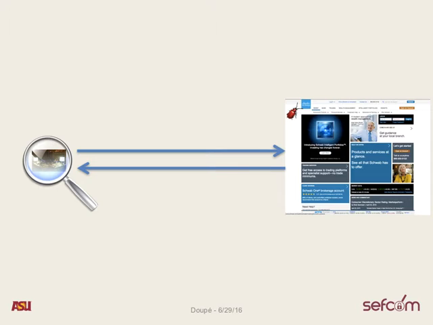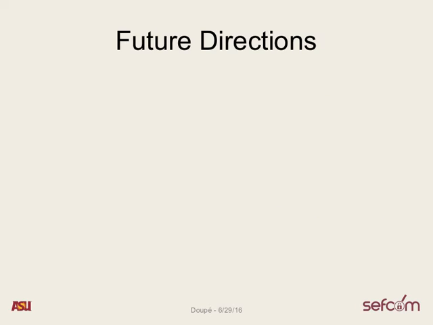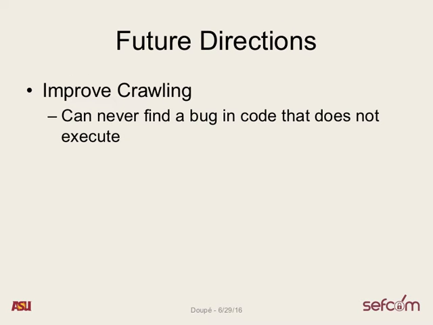I heard a good talk once where somebody said that these black box tools find the low-hanging fruit on the tree of vulnerabilities. So what I want to do is raise the bar so we can find the fruit that's a little higher up, and keep raising the bar, making the job more difficult for attackers and really making the web safe. Some of the challenges I see are improved crawling capabilities. You can't find a bug in code that you do not execute. That's really fundamental.